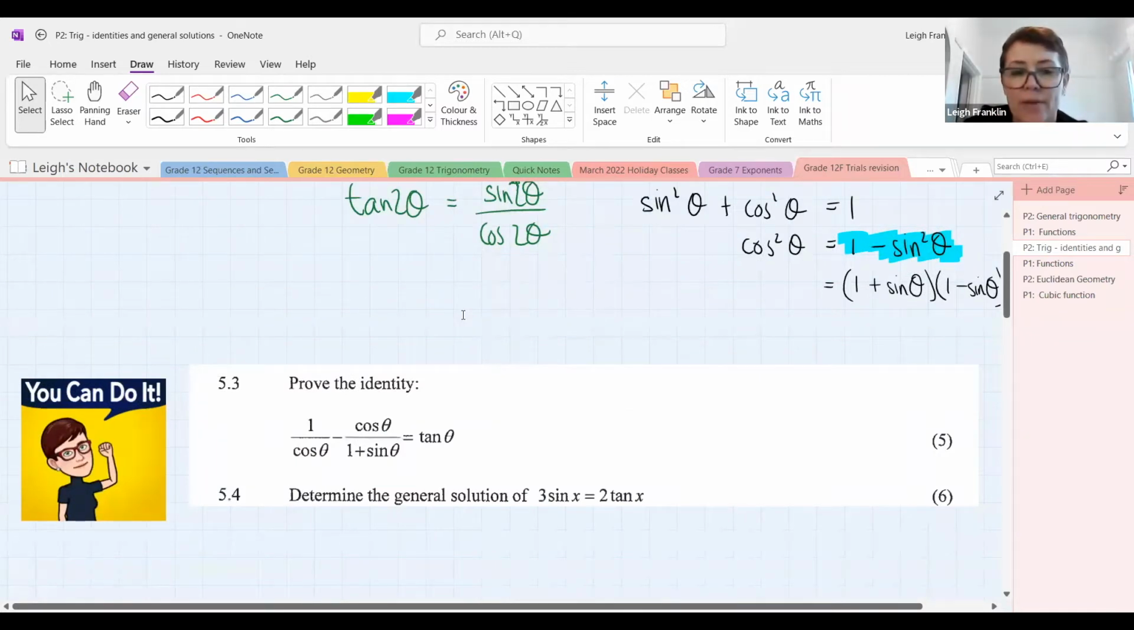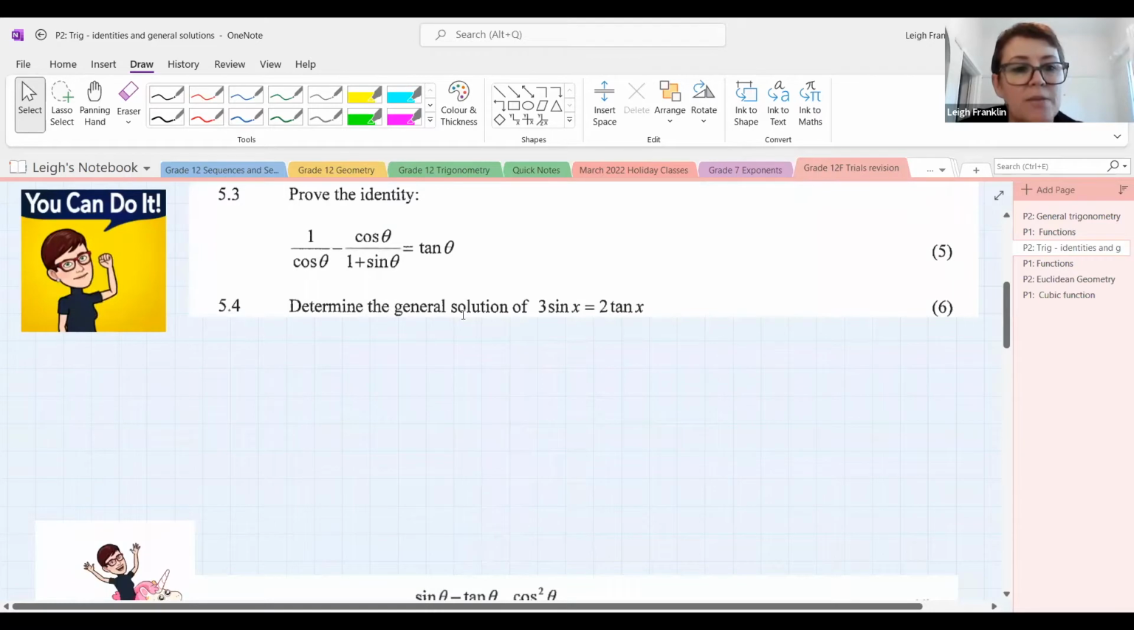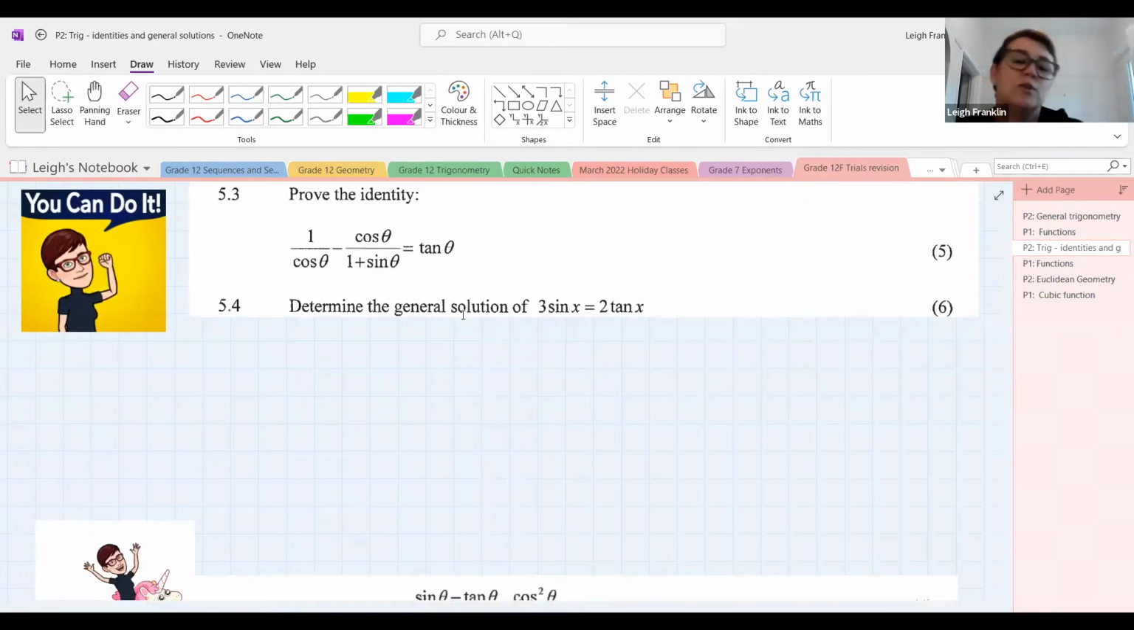The first thing that I would like to do this evening is prove an identity with you. When we are asked to prove an identity, it's normally about 5 or 6 marks, so it's quite a lot of marks. And when we are proving an identity, we are not solving an equation. Because you're not solving an equation, you cannot move terms from one side to the other. That's not allowed. Proving an identity means working with the left-hand side and manipulating it, correctly, mathematically speaking, so that it equals the right-hand side. So you are allowed to work with the left-hand side.